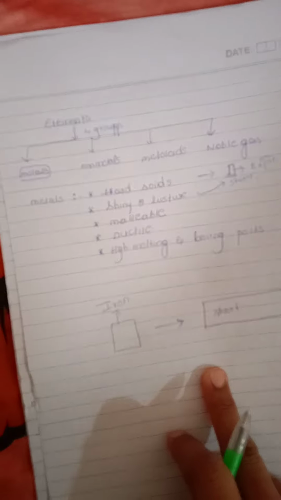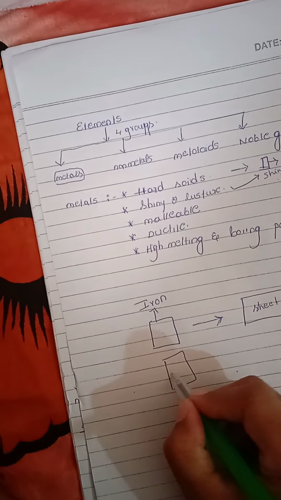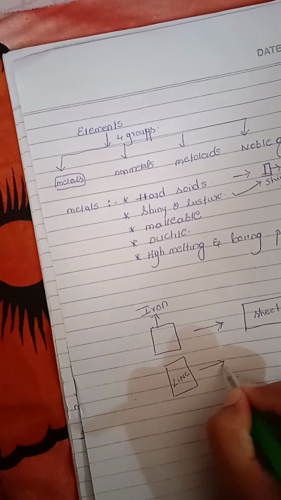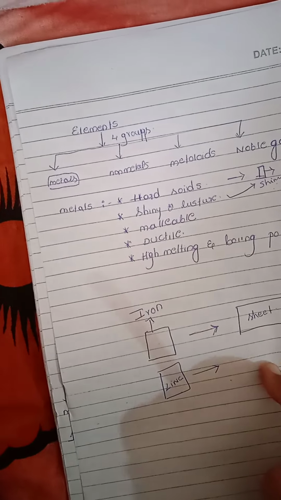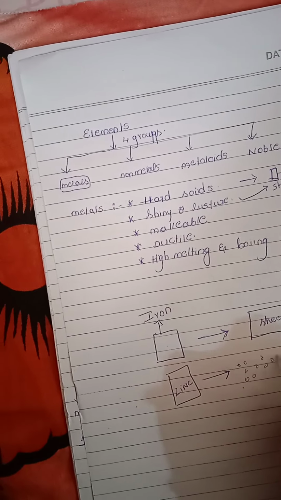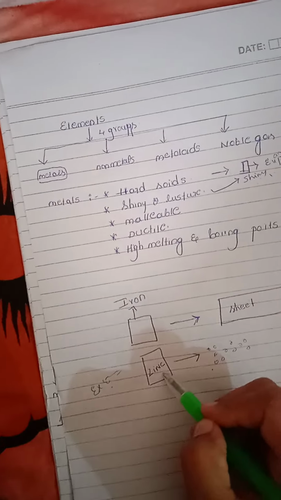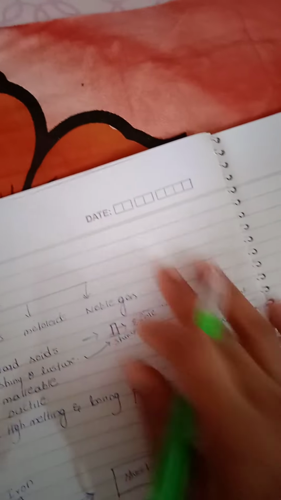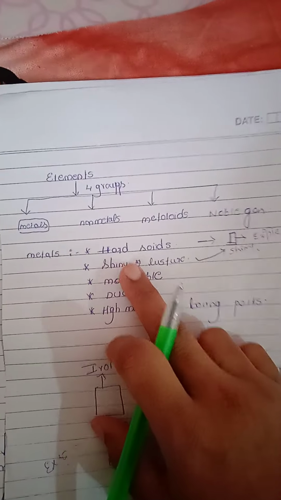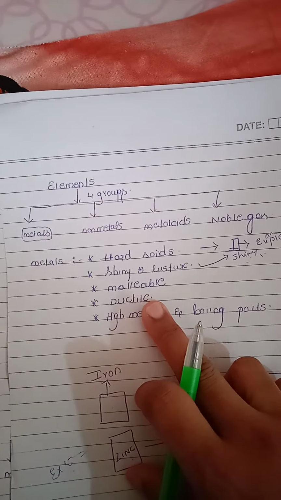And here is also one exceptional case. Suppose I take zinc instead of iron. Does zinc become a sheet? No. Why doesn't it become a sheet? Because zinc is brittle in nature. This is exceptional. I'm just giving you an example. Got it? Okay, what is ductile? Metals are hard solids, shiny, malleable, which I just explained here. And ductile.